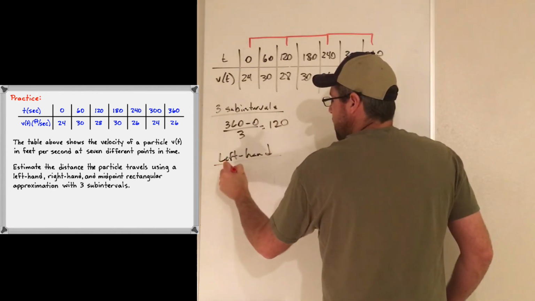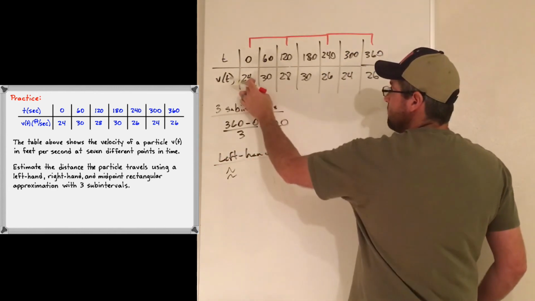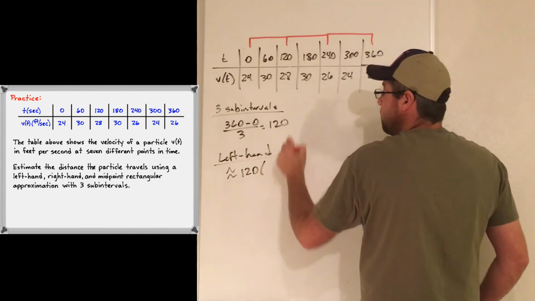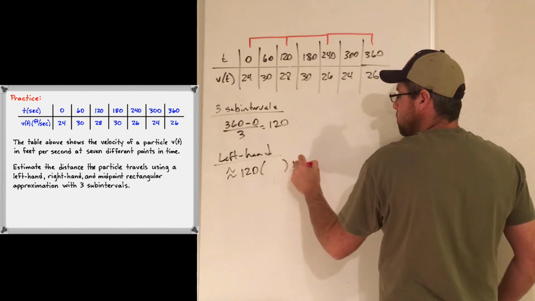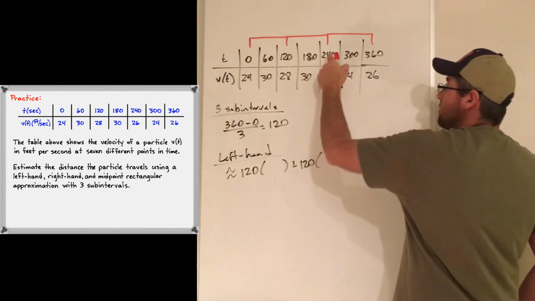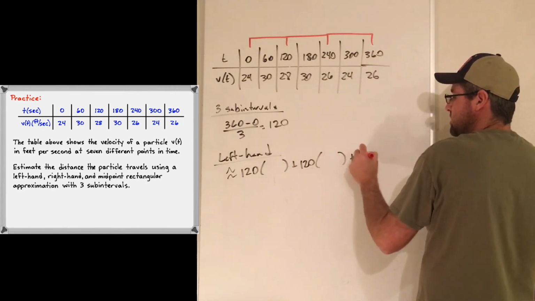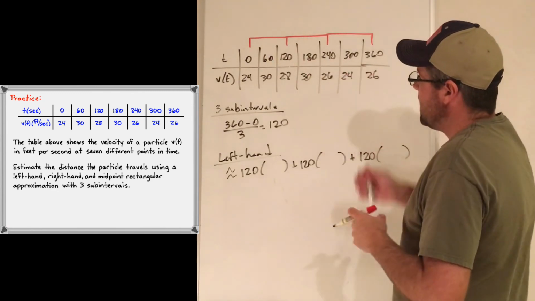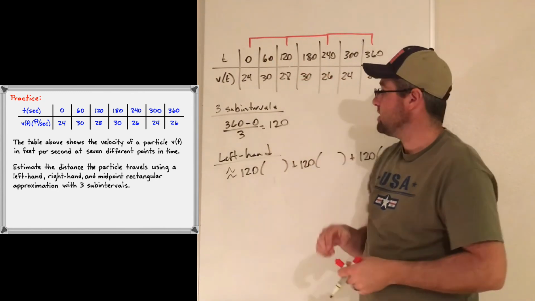So we would say it's approximately, how wide is the first one? From 0 to 120, it's 120. The second one from 120 to 240 is 120. And the third one from 240 to 360 is 120. Each subinterval is 120 wide. Now we need to figure out the height of these rectangles.